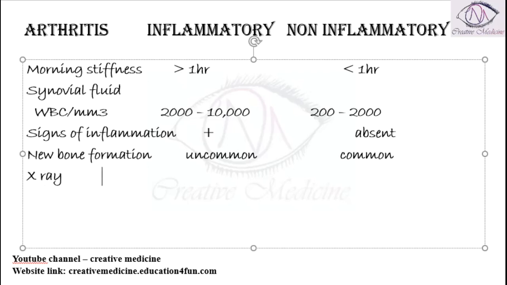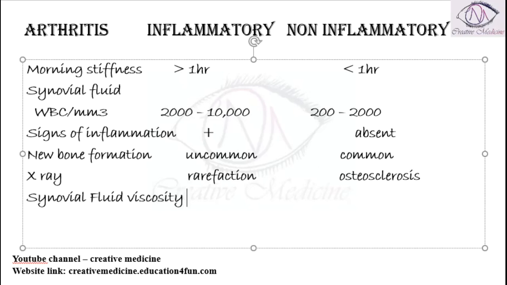On X-ray in inflammatory arthritis, you will see rarefaction, whereas in non-inflammatory arthritis, osteosclerosis is seen. Then if you see the synovial fluid viscosity, in inflammatory arthritis it will decrease, whereas in non-inflammatory arthritis it is normal.